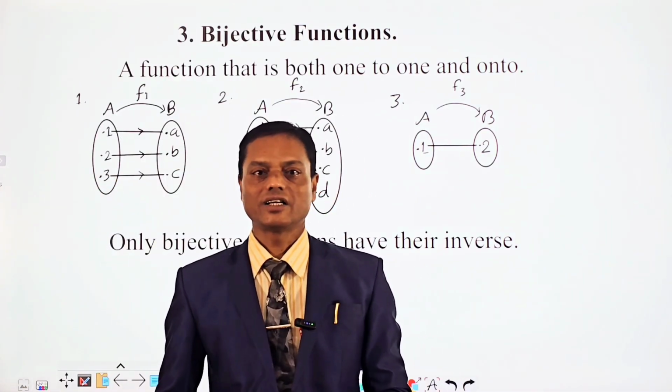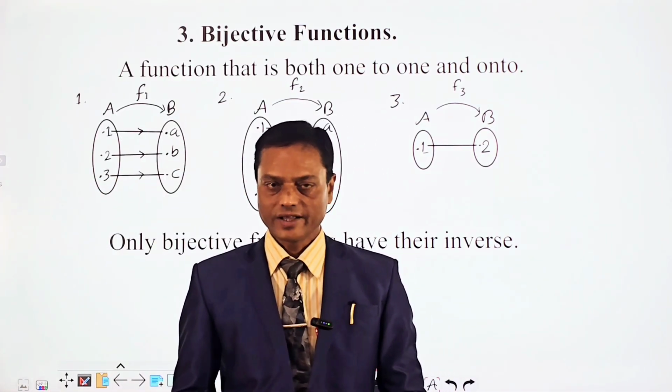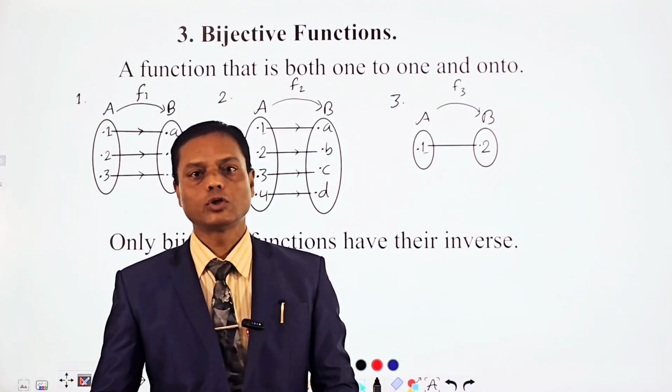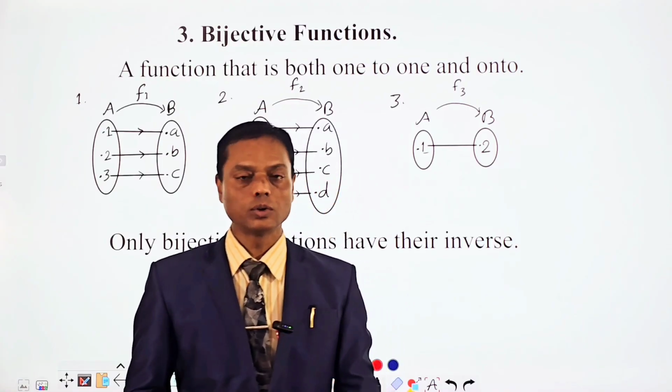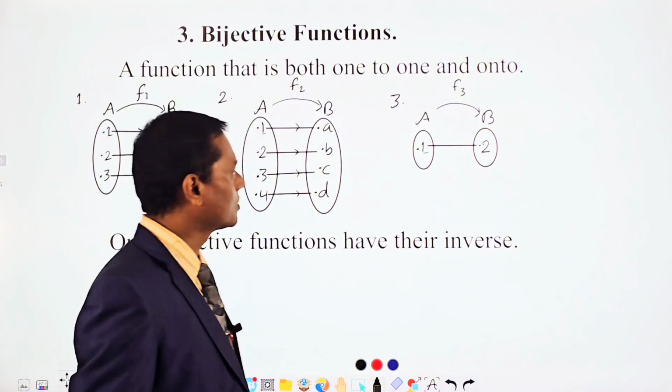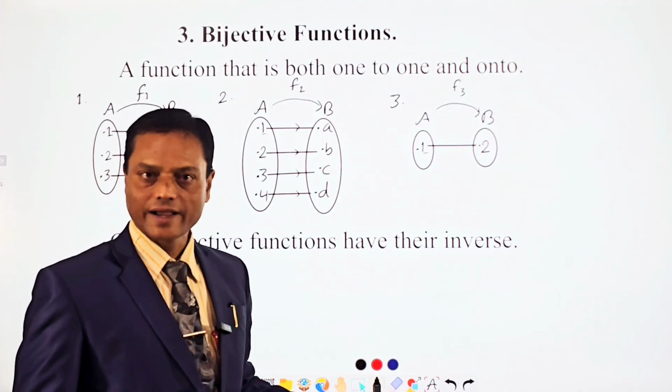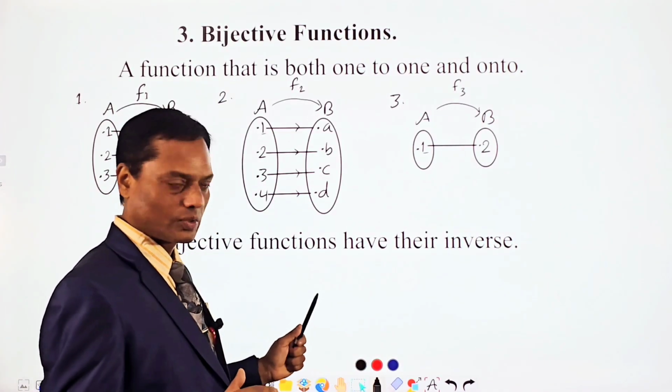And one thing I'd like to remind you is that we can find the inverse of bijective functions only. If the function is many-to-one, or if the function is into, the inverse is not possible. Only a function which is both one-to-one and onto can have an inverse.